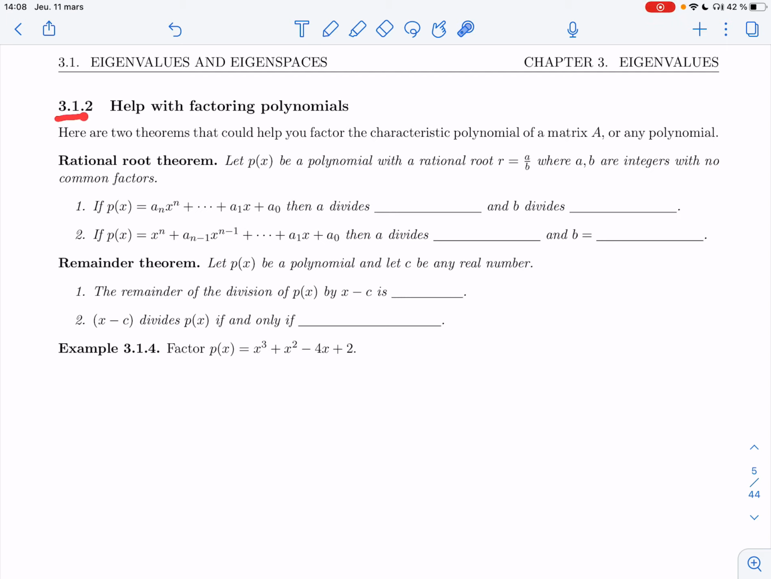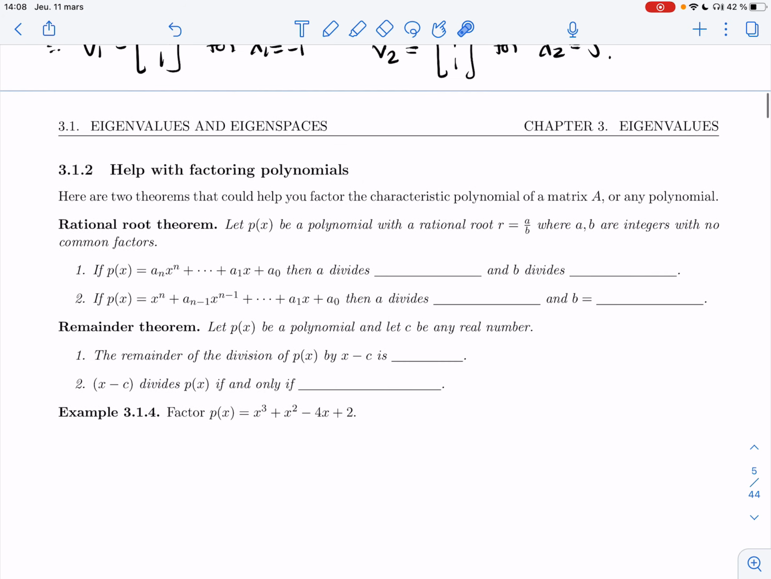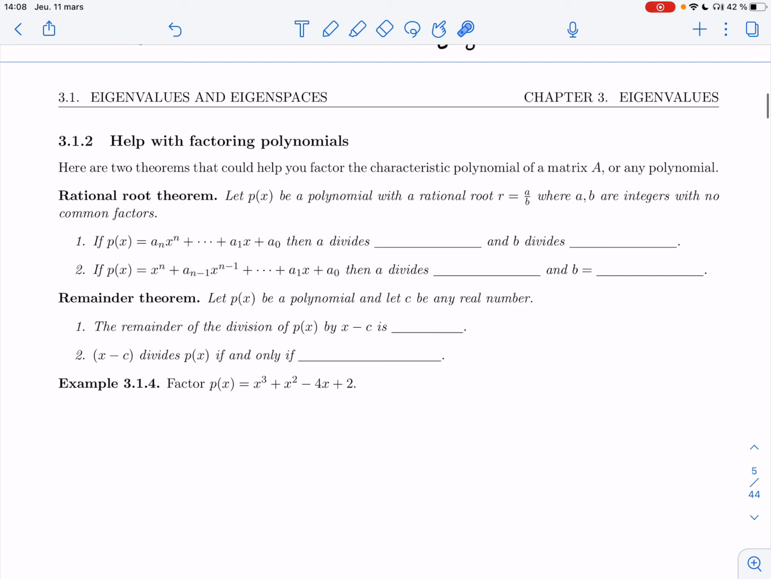In section 3.1.2, I'm going to show you a couple of tricks to factor a polynomial and find its roots. We need to do this when we want to find eigenvalues. We need to factor the characteristic polynomial and find all of its roots. So here are two theorems that could help you factor the characteristic polynomial of a matrix A, or any polynomial, of course. First, the rational root theorem.